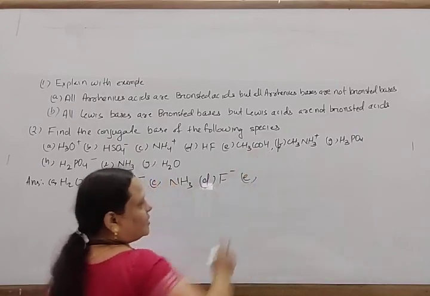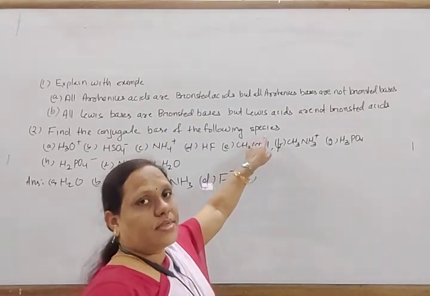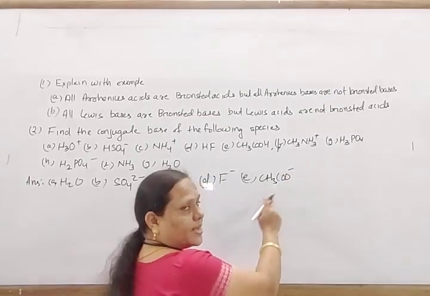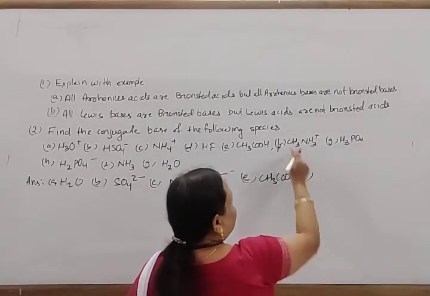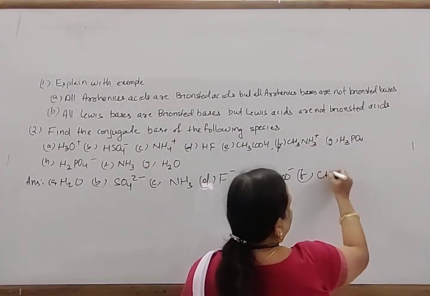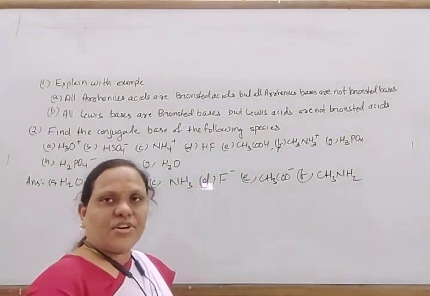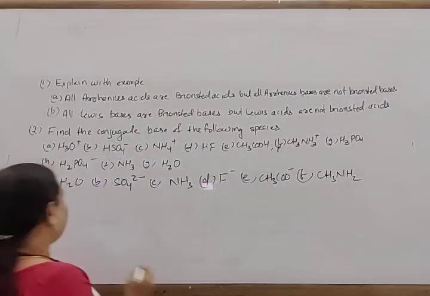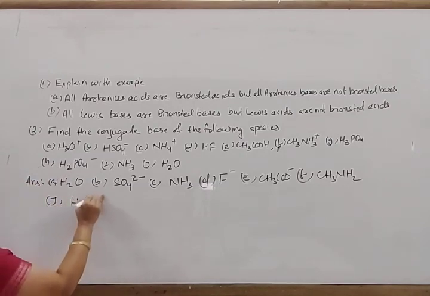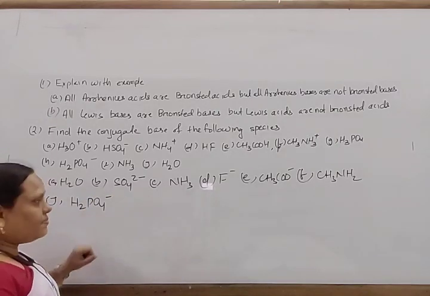Then CH3COOH. This is the acid. And remove one H plus ion. Remember, remove H plus ion from here. So the formula is CH3COO minus, acetate ion. And CH3NH3 plus, from here remove one H plus ion, and the formula is CH3NH2. And H3PO4, this is phosphoric acid, from that remove one H plus ion and the formula is H2PO4 minus, dihydrogen phosphate.